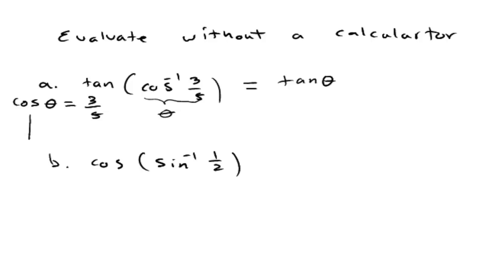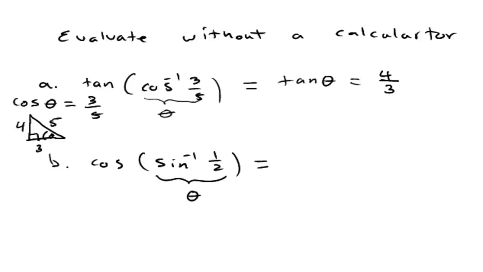Well, cosine inverse returns angles between 0 and pi, and since the ratio is positive, that means the angle is acute, right? It's going to be in quadrant 1, which means there must be a right triangle. And so this is 3, this is 5, this must be 4, and this is theta. So the tangent of theta, if I'm reading off this triangle, should be what? It should be 4/3. And that's the answer. Okay? And so then you can kind of get the idea of what we're going to be doing here for B. Same idea.